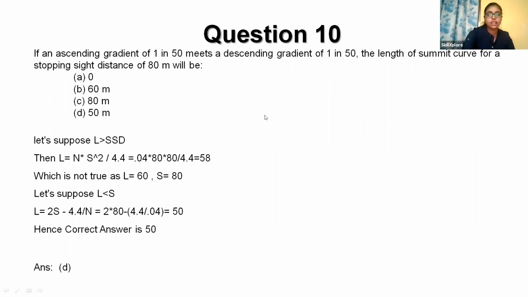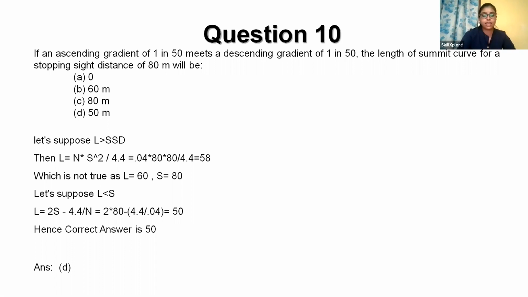So if an ascending gradient of 1 in 50 meets a descending gradient of 1 in 50, the length of the summit curve for a stopping sight distance of 80 meters will be: option A 0, option B 60 meters, option C 80 meters, and option D 50 meters. Here, this is actually a tricky question. For gradients, the length of the summit curve is what they have asked.